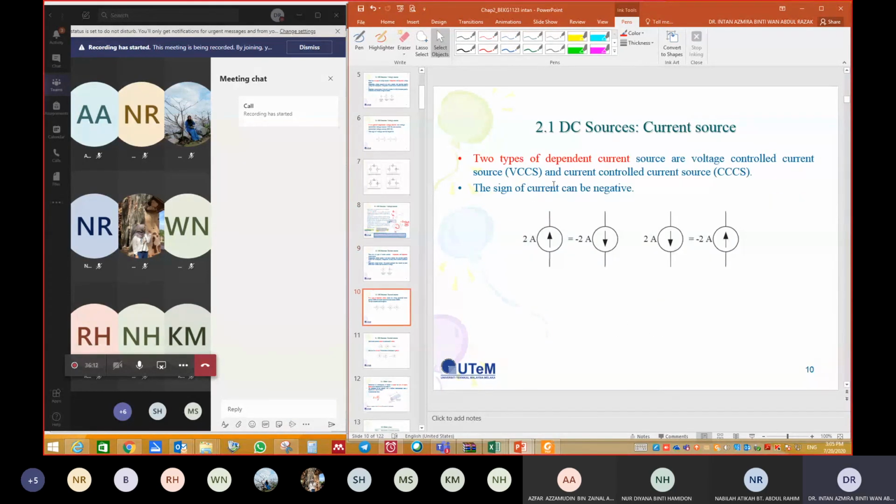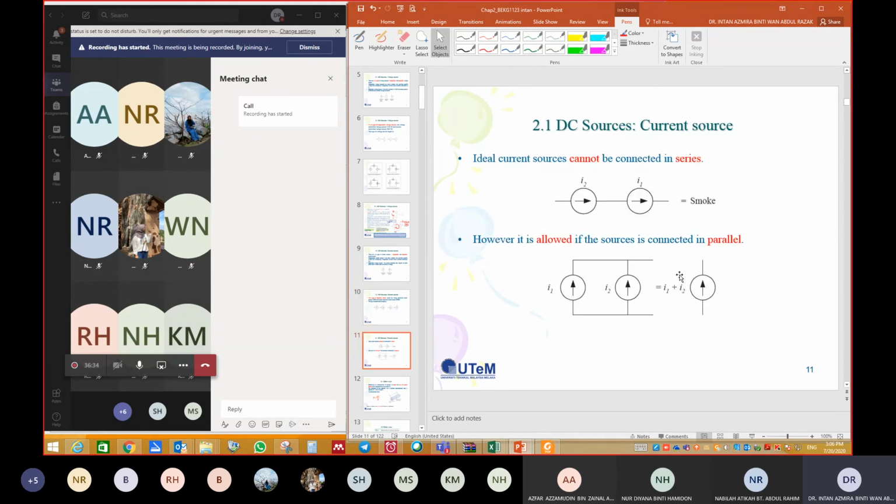The same goes for the current source. This 2 amp is equal to this minus 2 amp, you just put the arrow going down. This value of current source is equal to this. 2 amp is equal to minus 2 amp because the arrow direction is different. Current sources cannot be connected in series because a series circuit must have only one current, but they can be connected in parallel.